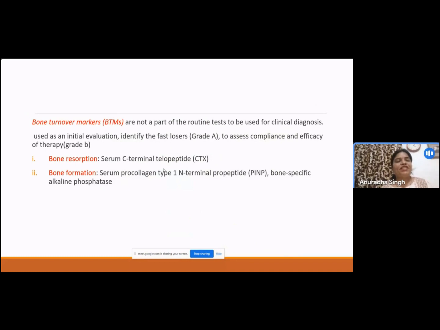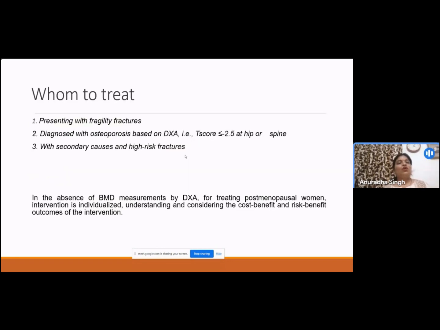So other important tests which we can offer are not a part of the routine tests and may not be used for clinical diagnosis, but they may be used for fast losers which have some genetic component, or they may assess the compliance and efficacy of therapy, which is a grade B recommendation. These are bone resorption markers and the bone formation markers. The bone resorption marker is serum C terminal telopeptide, and the bone formation marker is serum procollagen type 1 N terminal peptide. All these are still on an experimental basis, and we do not actually use them in clinical practice. Now, whom to treat?